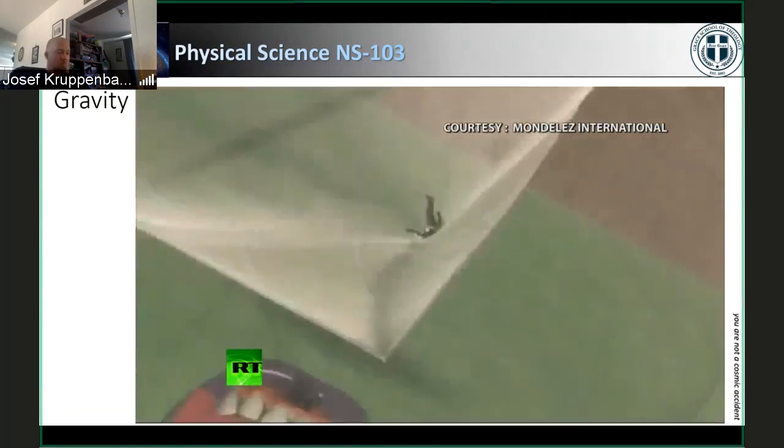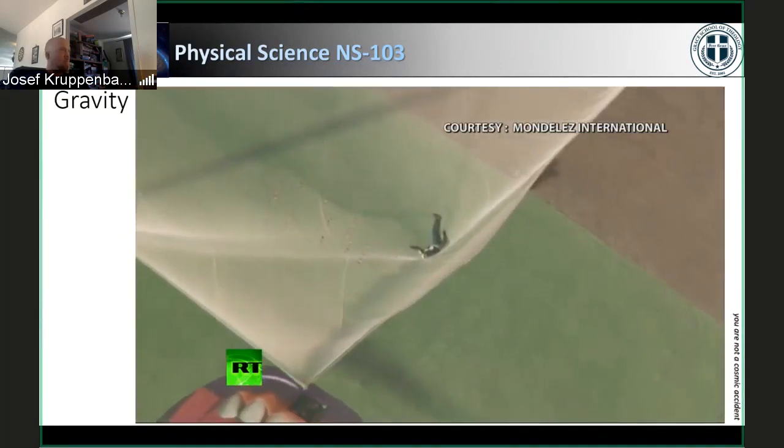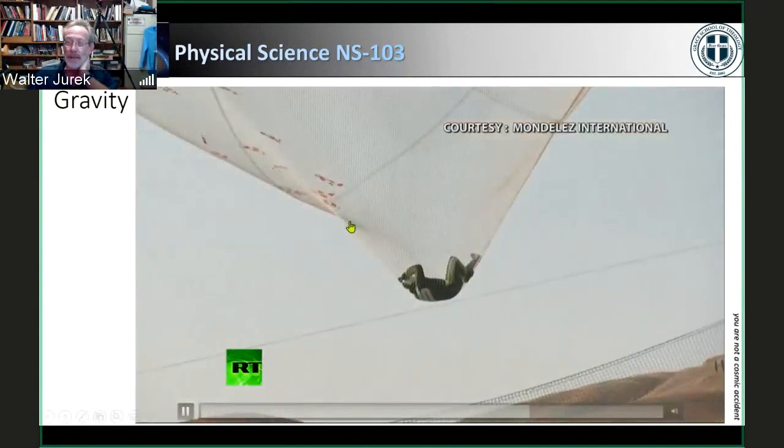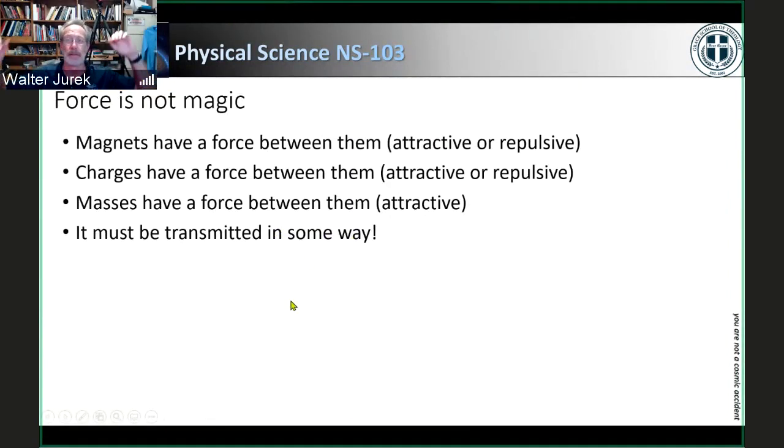Now, the forces here were obvious. And yes, he survived. That was kind of fun. So guess what? Those forces have to get transmitted in some way.